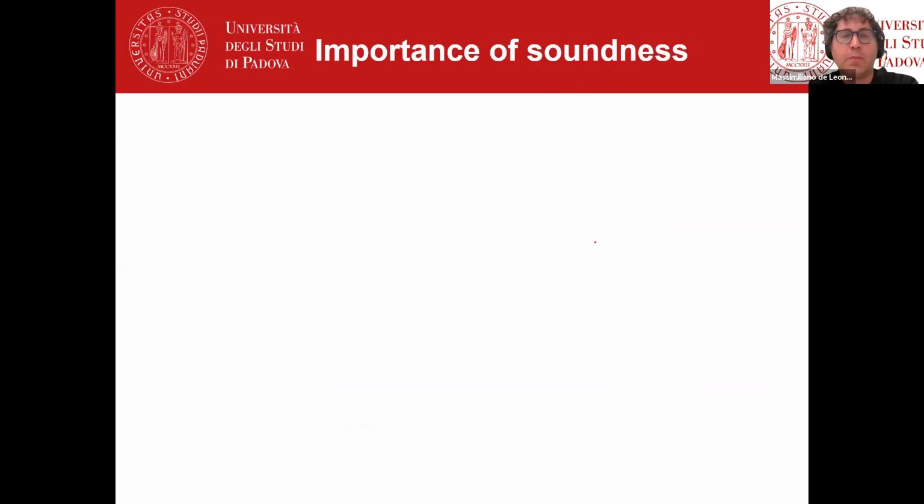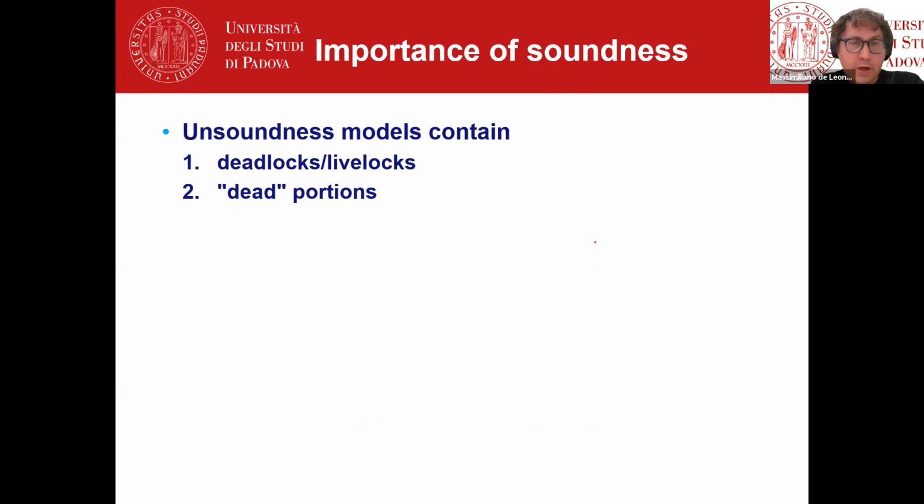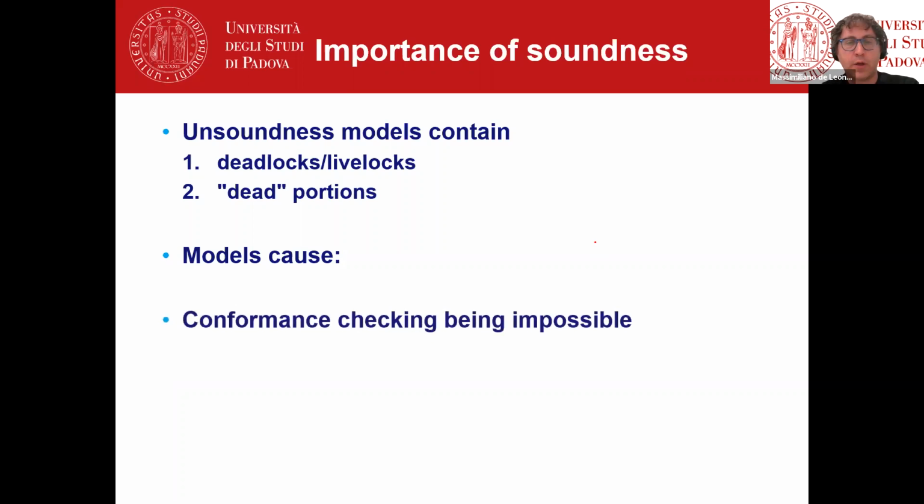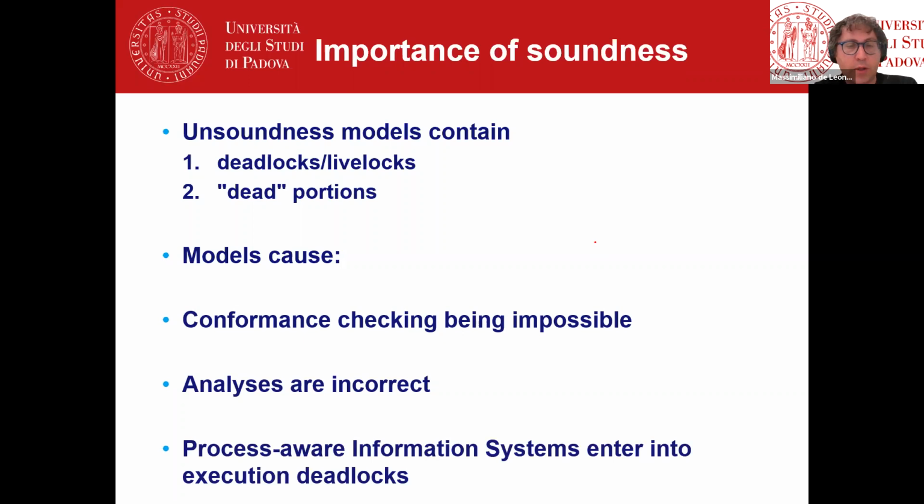We know from the literature that unsoundness means that there are deadlocks and livelocks in my model, or there are some dead portions in it. So part of the model is never actually reachable by any execution. If the model is unsound, it becomes impossible to do conformance checking, because conformance checking requires you to find the closest execution in my model. If there is a deadlock, it might be that there is no execution possible by the model. But even if there are, the analysis might be incorrect because of the issues of deadlock or dead portions. And if these models are unsound, and you use an information system that is instructed by this model, it's clear that the system can enter into deadlocks.